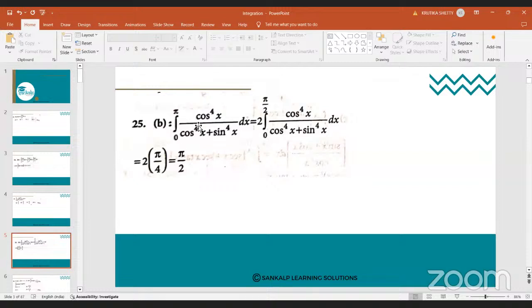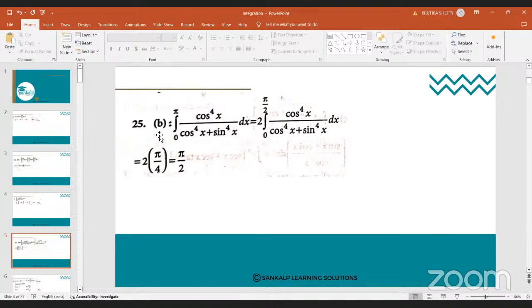So the integral from 0 to pi of cos raised to 4x upon cos raised to 4x plus sin raised to 4x we are writing as 2 times the integral from 0 to pi by 2, which is equal to 2 times pi by 4, or pi by 2. So option B is the right option.